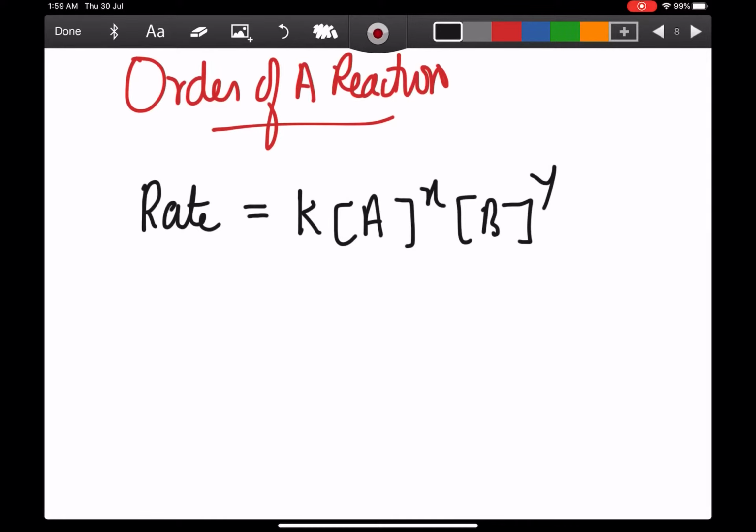Welcome back everybody to the next video for chemical kinetics. In this particular video, we'll be briefly going over the order of a reaction. The independent questions on order are generally less, but the order of a reaction is used completely in the following part of the chapter, so it is very important.